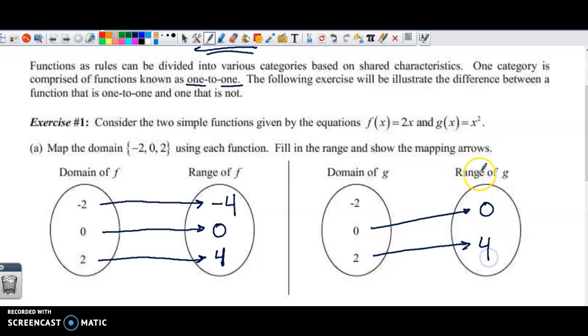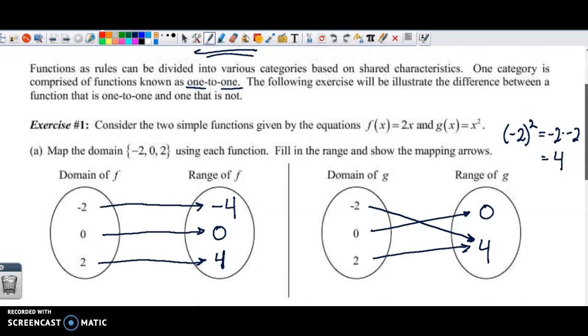But the thing is, when you're writing a mapping diagram, you don't want two numbers that are the same over here. And if you put -2 in for x and you square it, just a reminder, scratch work, that means -2 times -2, and a negative times a negative gives you positive 4. So we are mapping and we're getting y values to repeat.